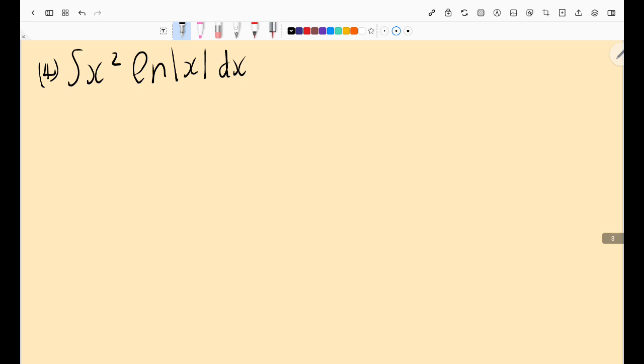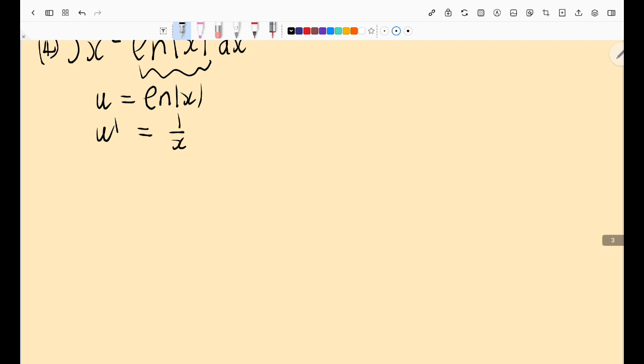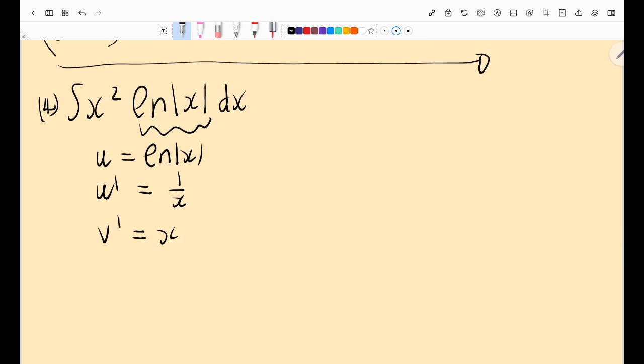But anyway, you ask yourself, which function is more complicated? Is the ln x in our function? Can I integrate or differentiate that function? I can differentiate it, so it becomes my u. I find my u1, which is just going to be 1 over x. Whatever is left becomes my v1. I integrate that, and it becomes x to the power of 3 over 3.